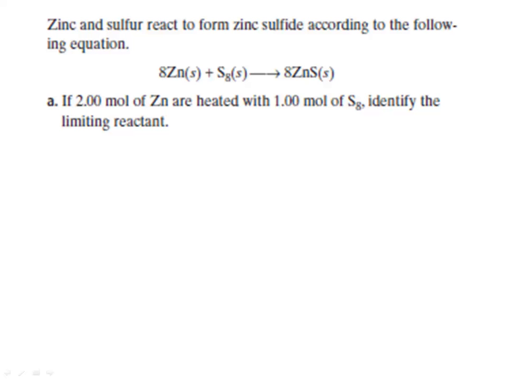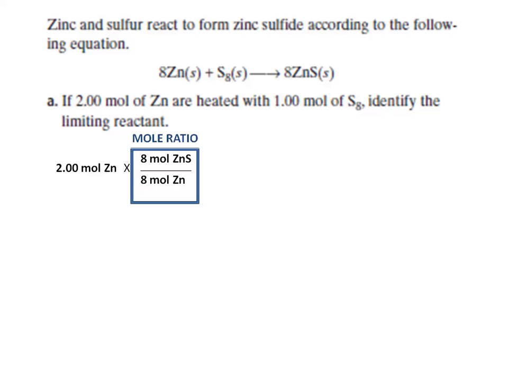Let's look at the second example. In this example, it's asking if 2 moles of zinc are heated with 1 mole of sulfur, identify the limiting reactant. Start off by writing what you know. There's only one possible product for this one, so that's our mole ratio. We're going to do a mole ratio of zinc sulfide to zinc. It's 8 to 8. The moles of zinc cancel, and we're left with 2 moles of zinc sulfide.